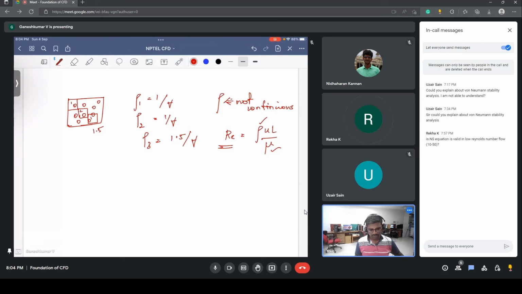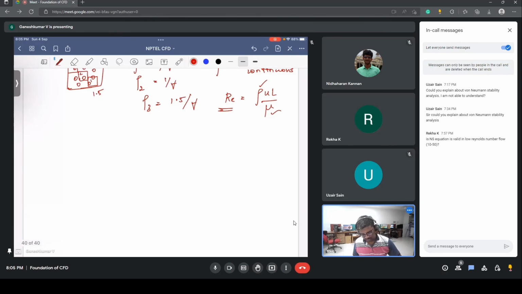Right? So coming back to Uzair's question, could you please explain about von Neumann stability analysis? I'm not sure how deep I should go, but why we need to do stability, you should be aware, right? So why do we need to do stability analysis?